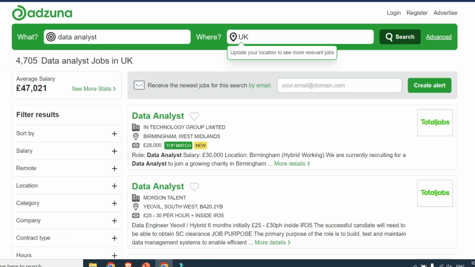Let's have a look at the UK. We've got 4,705 jobs in the UK. There's definitely more than that. The problem in the UK is there are a lot of different job sites and a lot of the jobs are spread out. This job site I found had the most data analyst jobs, so have a look at it.